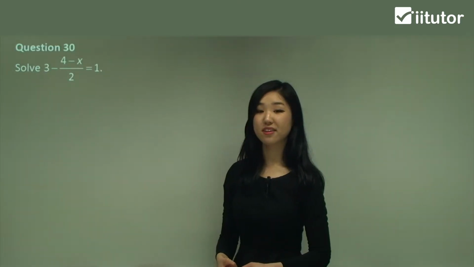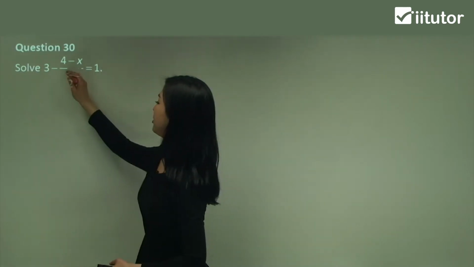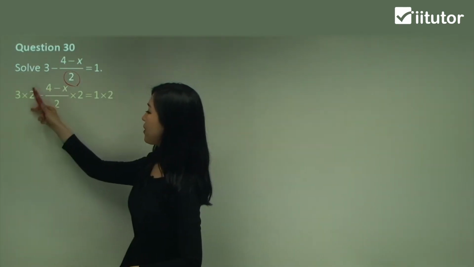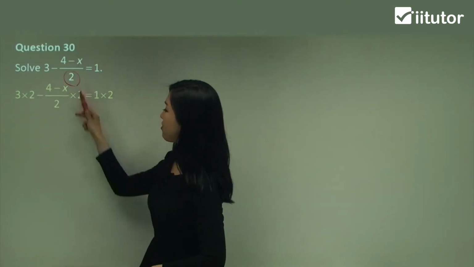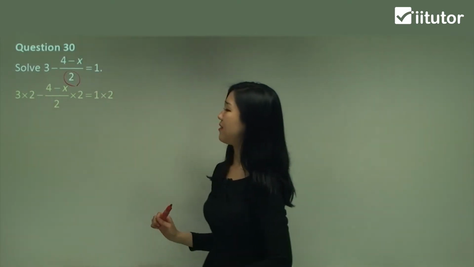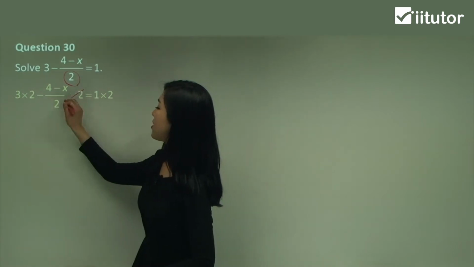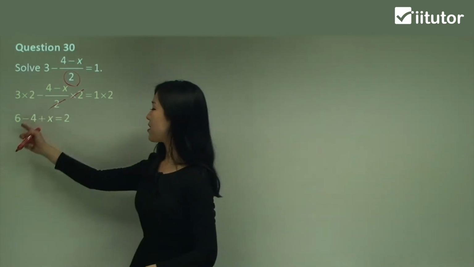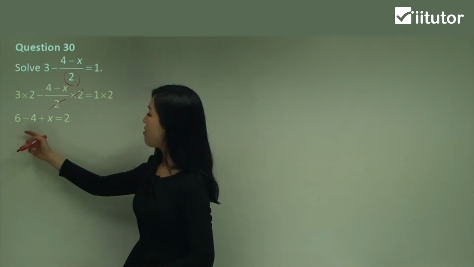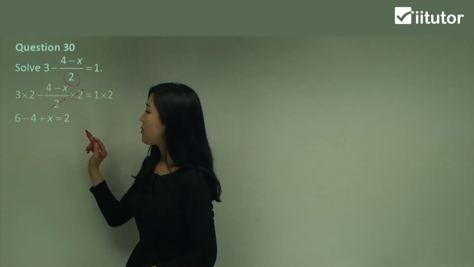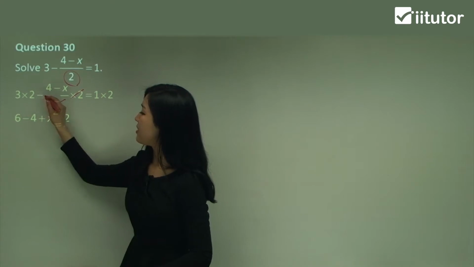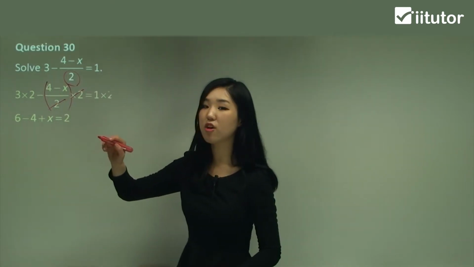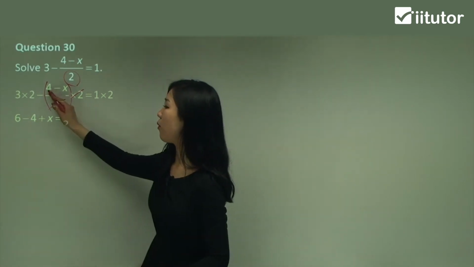What's the denominator? 2. So, do the same thing, multiply everything by 2. So 3 times 2, the fraction by 2, and 1 by 2. And you can see that this one and that one will cancel out, which is excellent. 3 times 2 is 6, and then we have, guys, just be careful, this negative here is for the whole fraction. It's not just for 4.